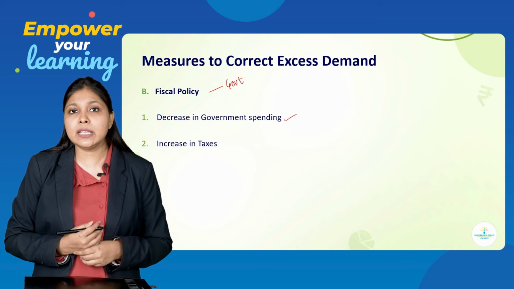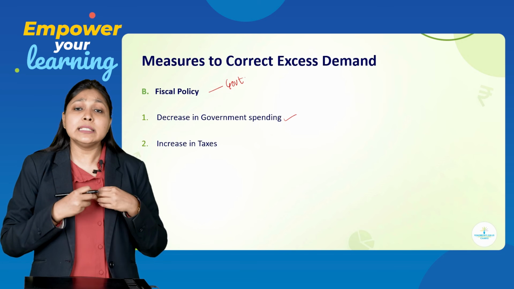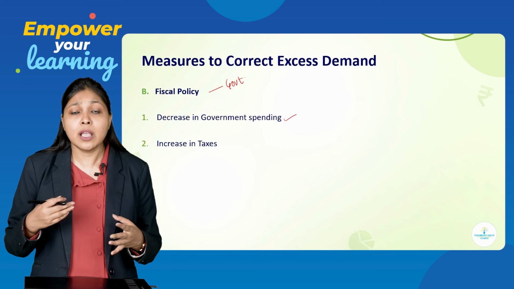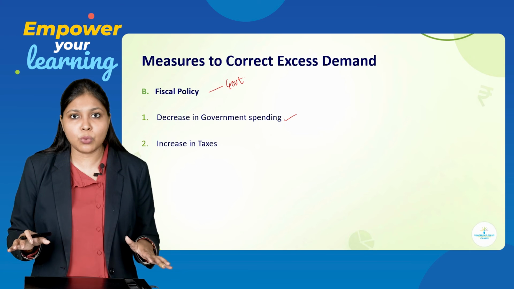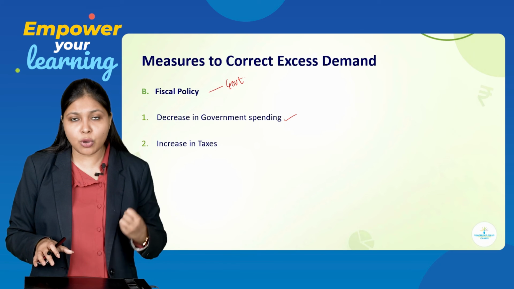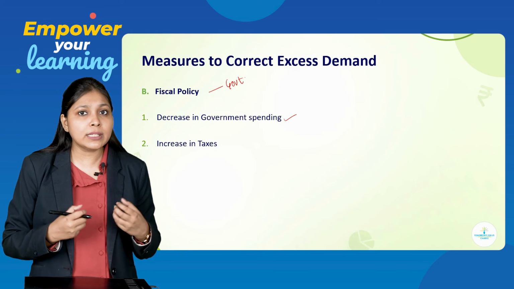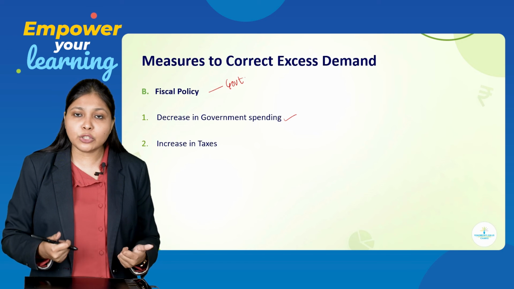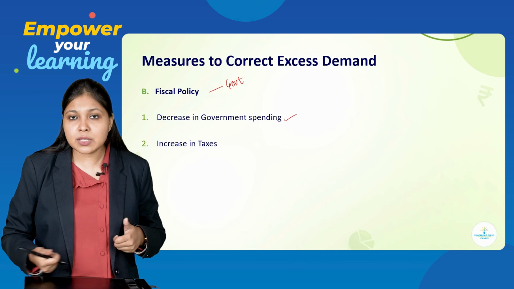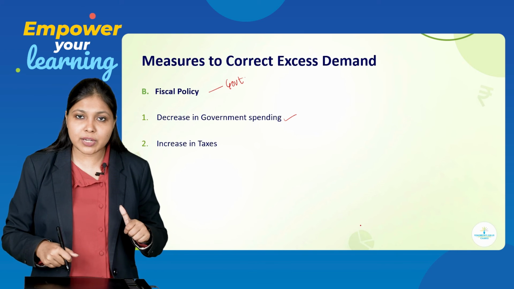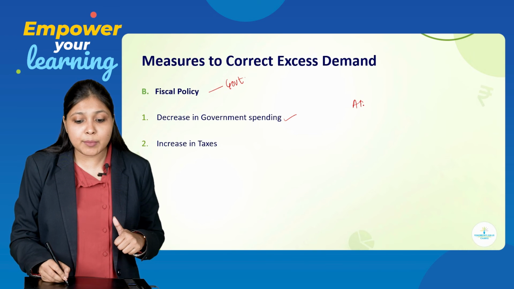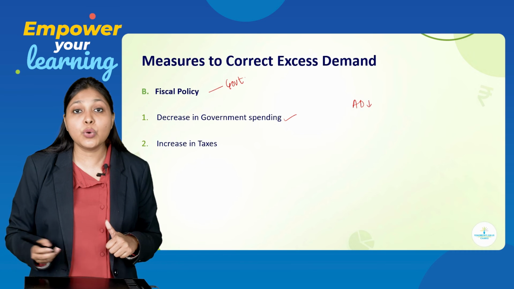Decrease in government spending. We know government spends on different things in the economy for constructing roads, bridges, dams, institutions, hospitals and so on. So now what can government do? Government can reduce spending on all of these things. Now if government will not construct a road, then obviously employment will reduce. Employment will reduce, that means income will reduce. Income reduces, that means consumption reduces, and when consumption reduces, ultimately my AD, my aggregate demand in the economy, will also reduce.